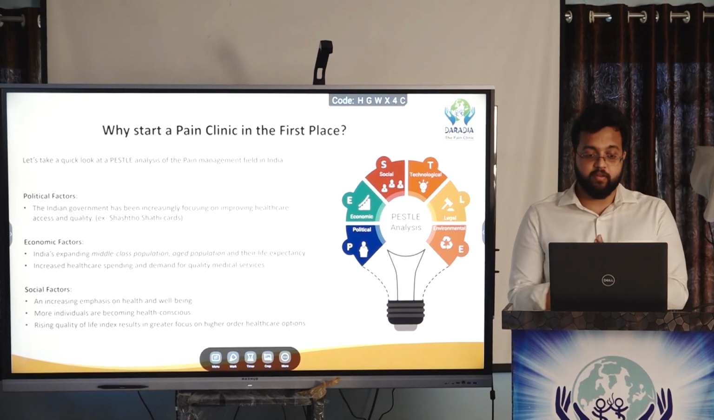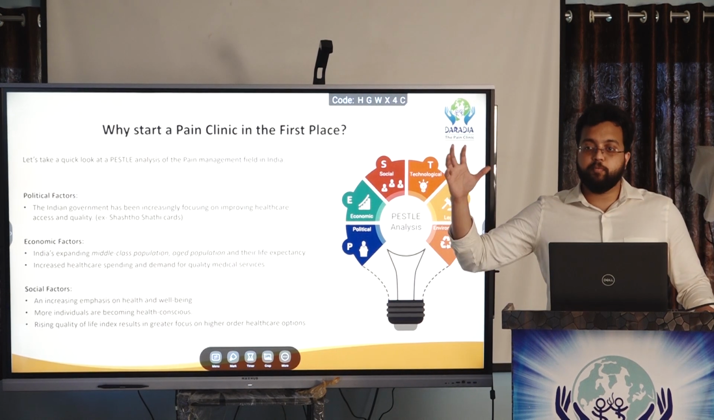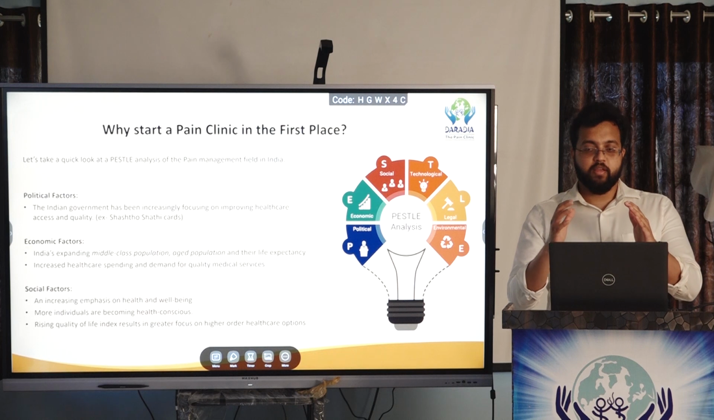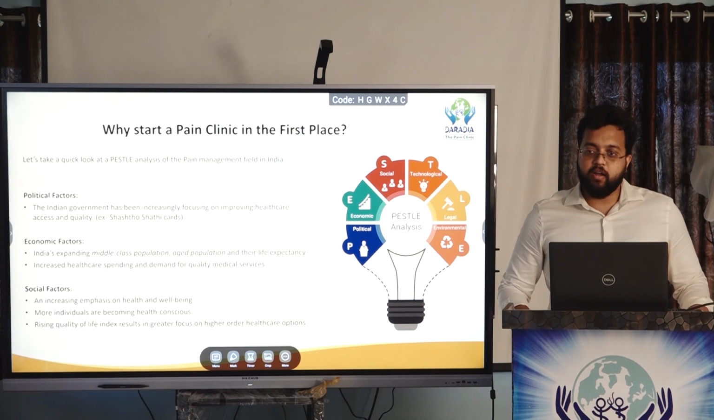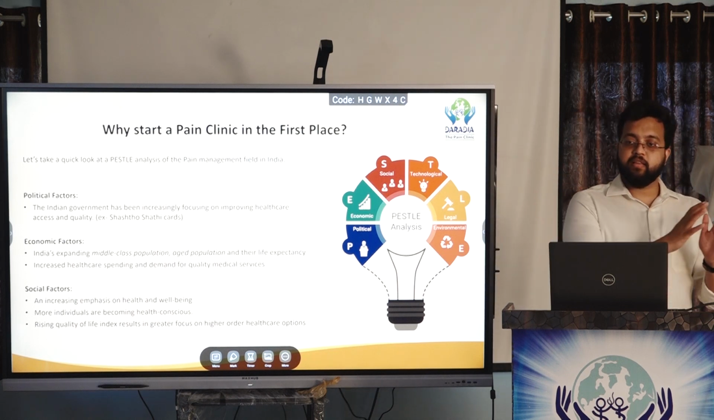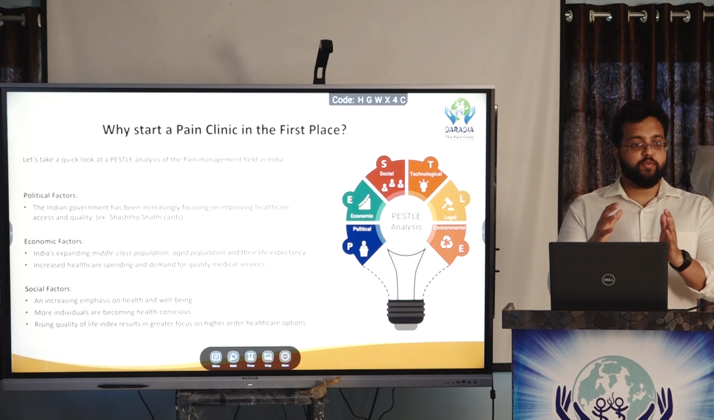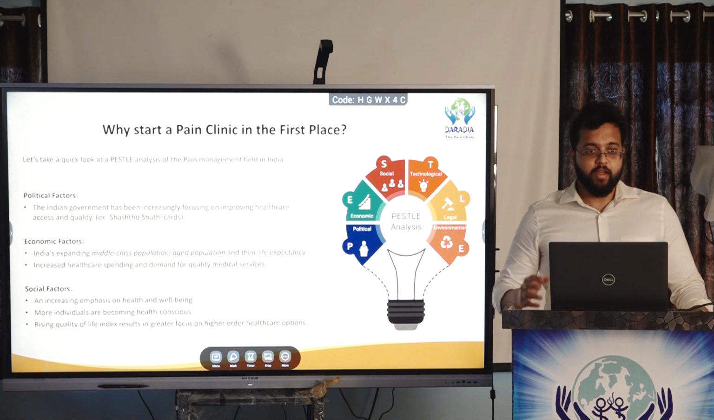What are the economic factors, right? So the middle class is booming right now. So is the aged population. And this middle class will eventually take care of the aged, will take care of themselves. And since we are reaching a higher order of living, right? India in the 1950s and 1970s was more to do with more basic things like, do I have food on my plate? Do I have shelter?